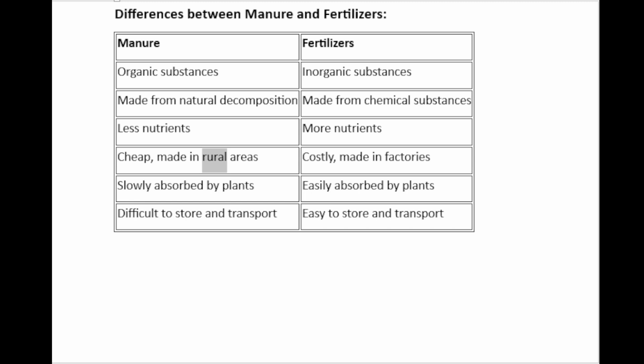Manure is cheap, made in rural areas, slowly absorbed by plants, and difficult to store and transport. Fertilizers are costly, made in factories, easily absorbed by plants, and easy to store and transport.